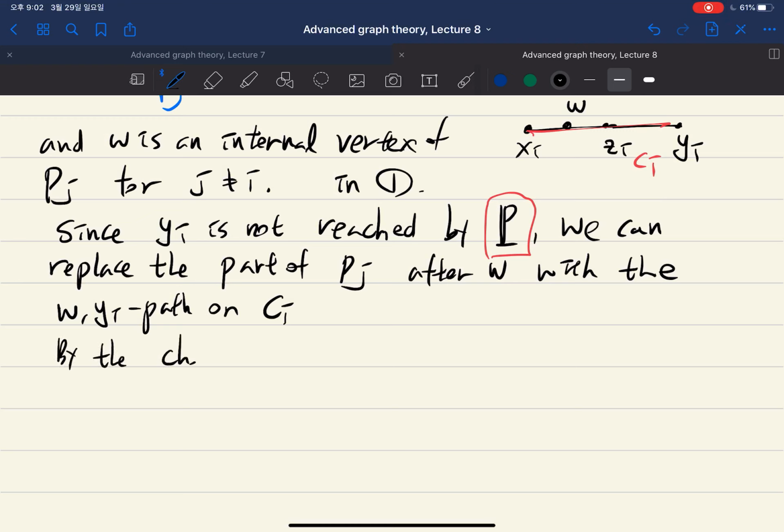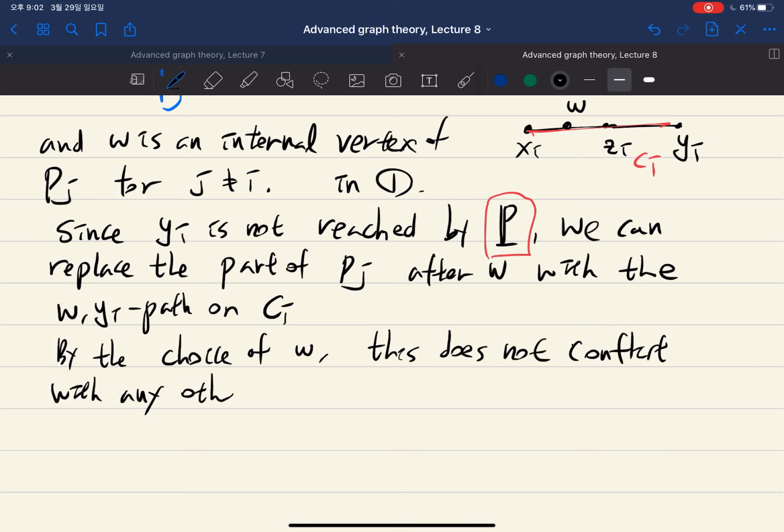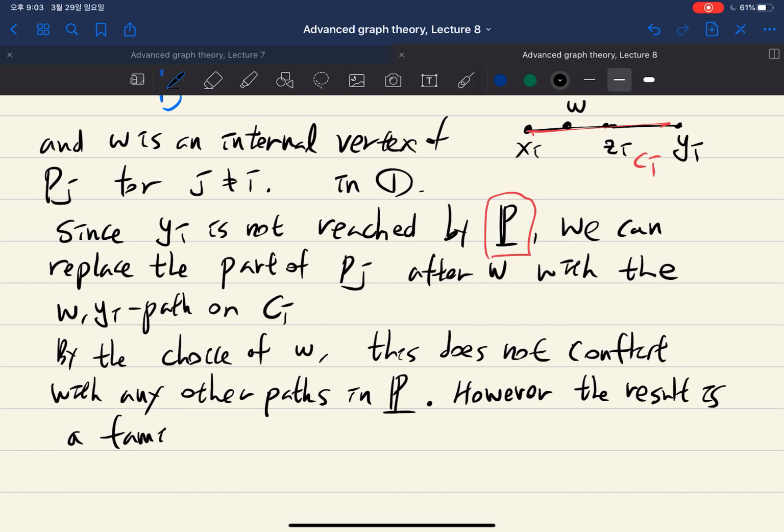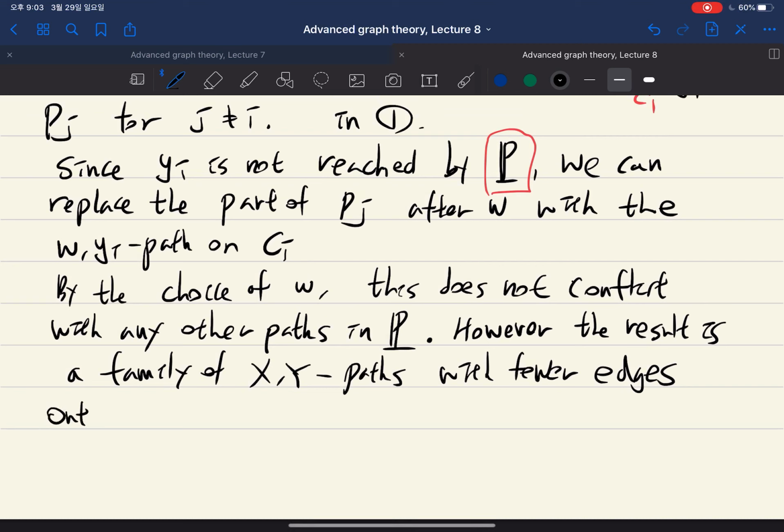So by the choice of P, choice of W, this does not conflict with any other paths in P. However, the result is a family of x, y paths with fewer edges outside H, a contradiction to the definition of P.